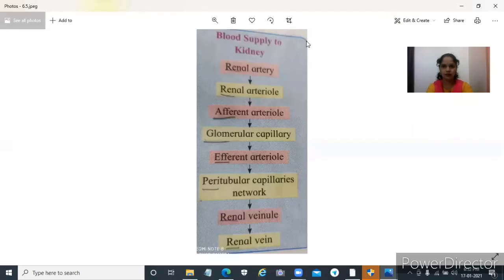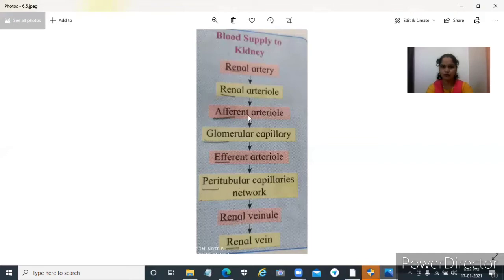The second point is blood supply to the kidney. We know about the renal artery. The renal artery supplies blood to the kidney. Now this renal artery divides and redivides to form a branching structure, that's the renal arteriole. This renal arteriole again divides to form a network-like structure, and the renal arteriole which enters the Bowman's capsule is called the afferent arteriole.